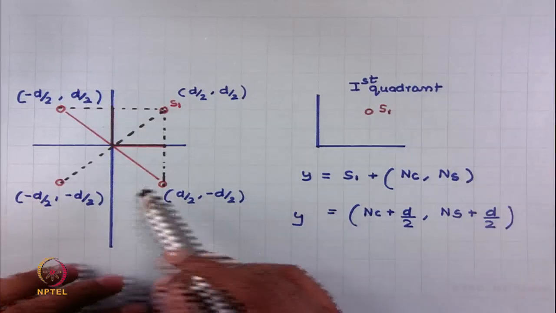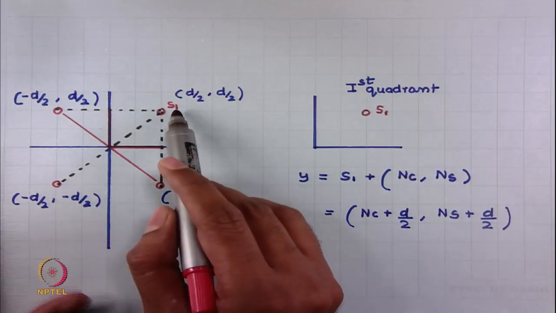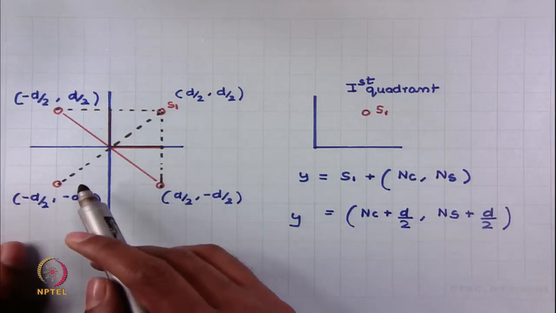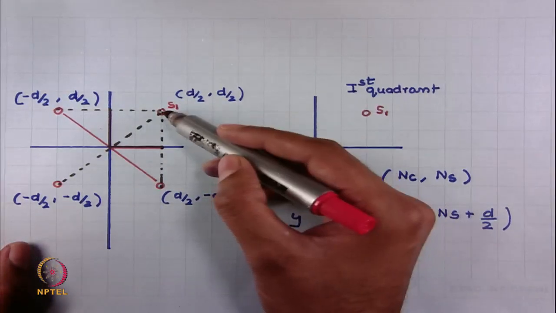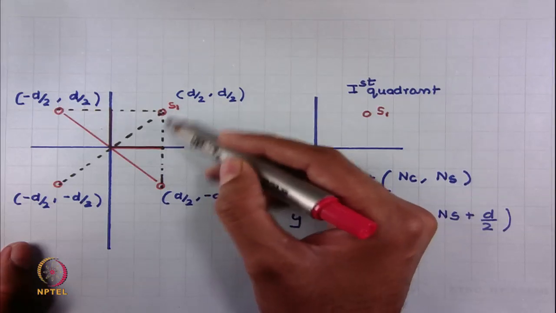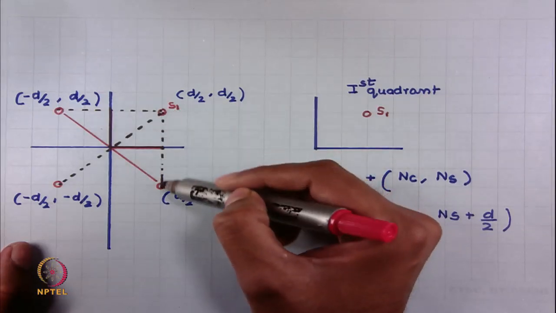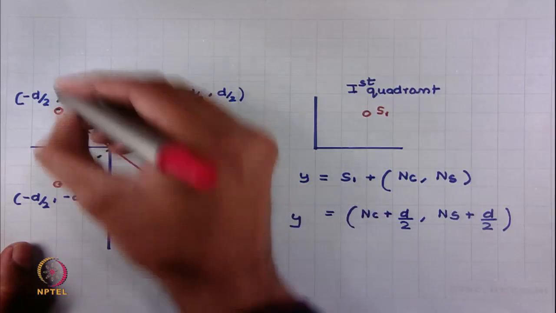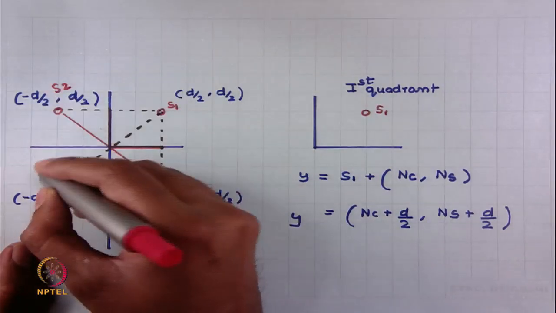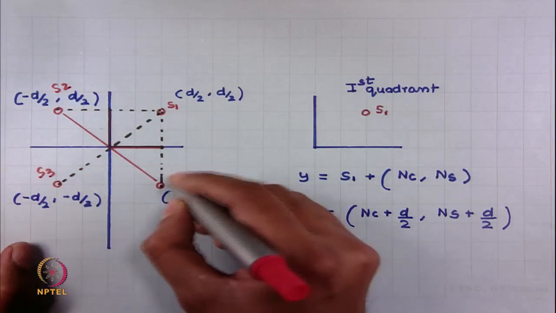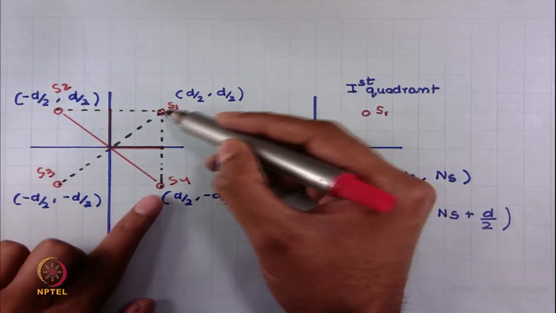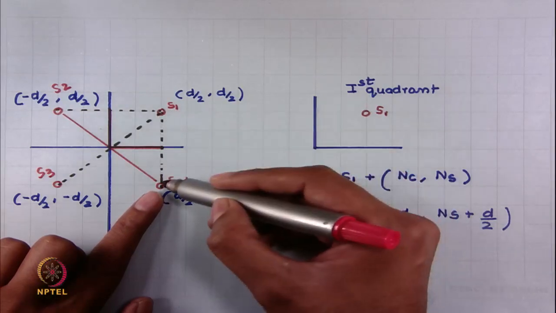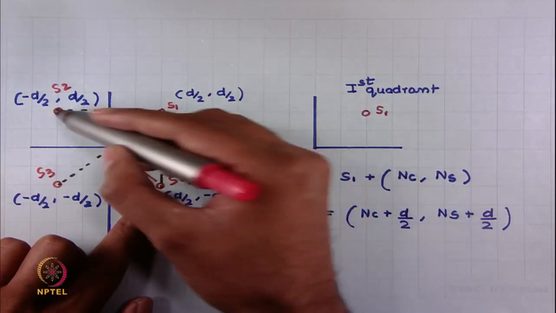So, first let us look into the decision region of the signal S1. How do we calculate the decision region of the signal S1? To calculate that, you have to draw lines from S1 connecting all other signal points. So, this is signal S2, this is signal S3 and this is signal S4. So, first step is that you draw lines from S1 to S4, to S3 and to S2.